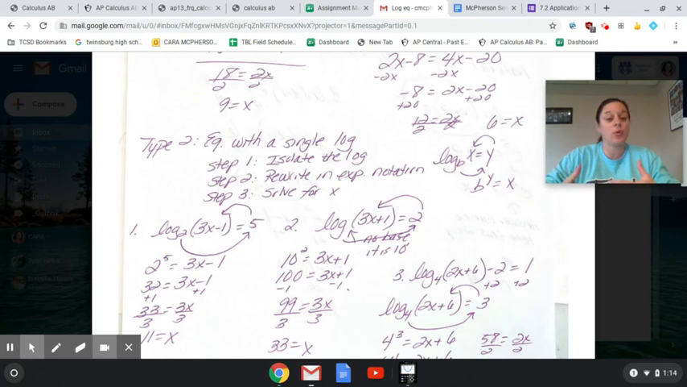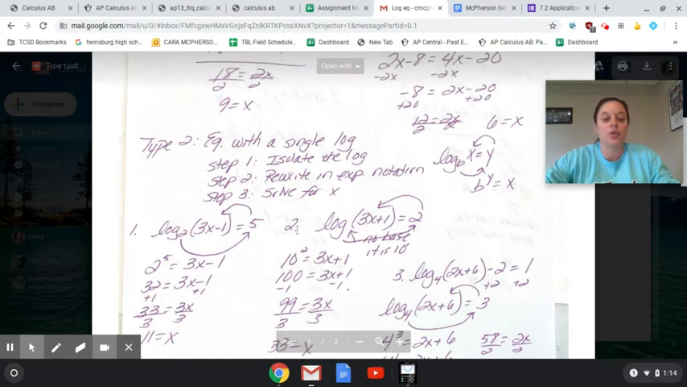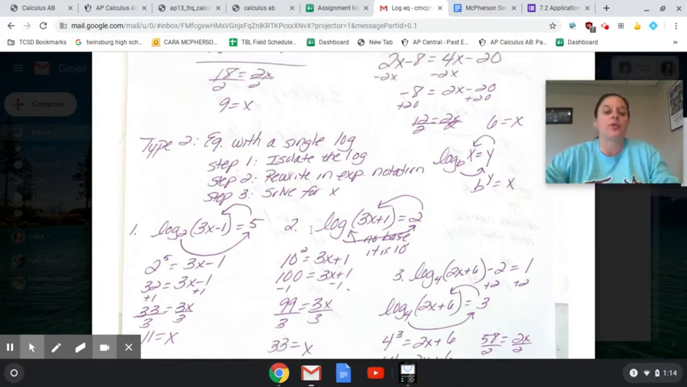If you want to take a real quick picture of this screen right here where it has your steps, step 1, step 2, step 3, it'll give you a way to remember what order to do things in, or you can just jot it down on a piece of scrap paper so you know your order.